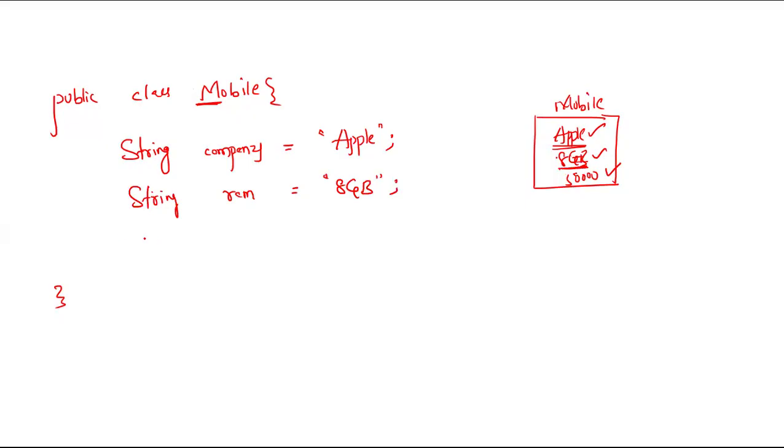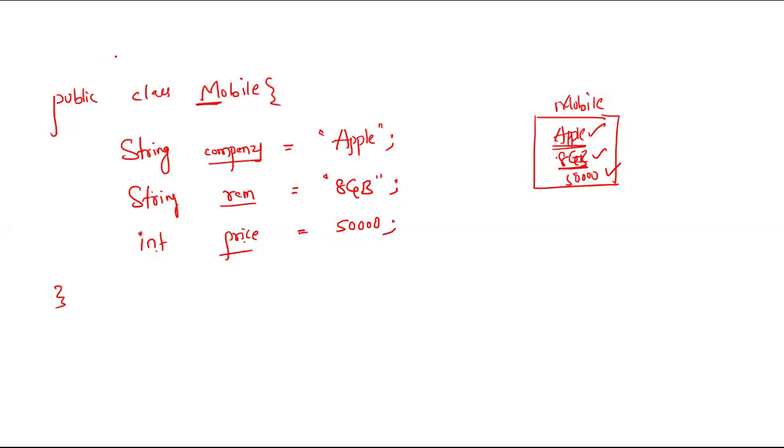Then 50,000 is a price. It is a range of integer value only, so we can go for data type int, variable price, then 50,000 is the value, semicolon. So this is the purpose of a class. A class is used to store some data and to have some functionality that comes with methods. So these are variables.